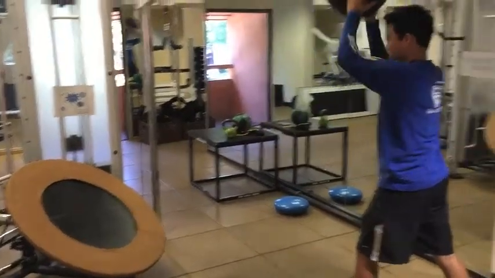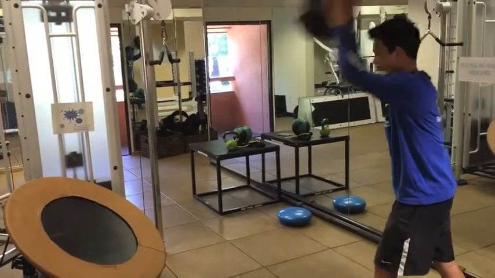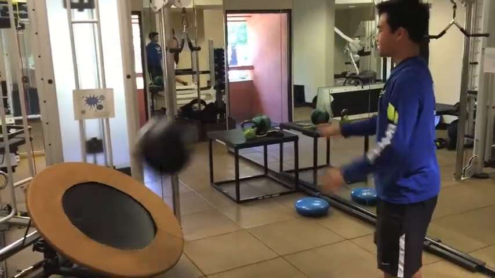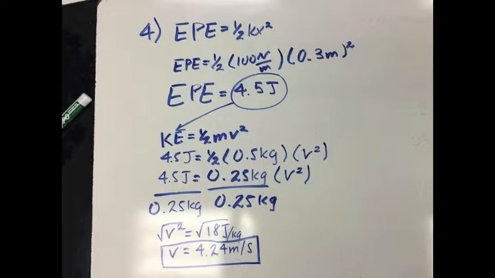A medicine ball has a mass of 0.5 kilograms and it compresses a jumping pad 0.3 meters. How fast will the ball go when it's released? And our K constant is 100 newtons per meter. So first we use our elastic potential energy equation, which is equal to 1/2 K constant times x squared, which is our distance. And then elastic potential energy is equal to 1/2 times 100 newton meters times 0.3 meters squared, to get our elastic potential energy is 4.5 joules.